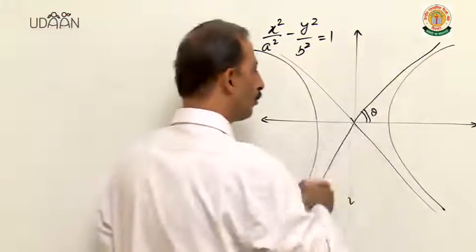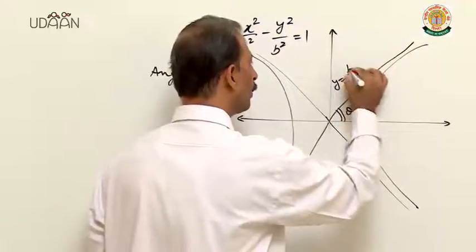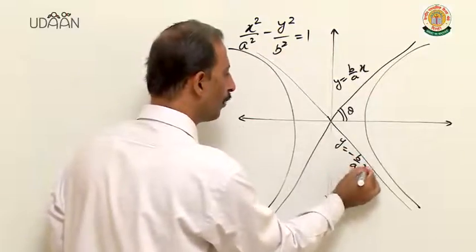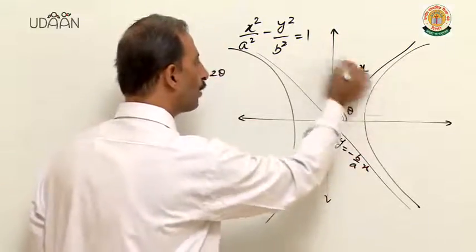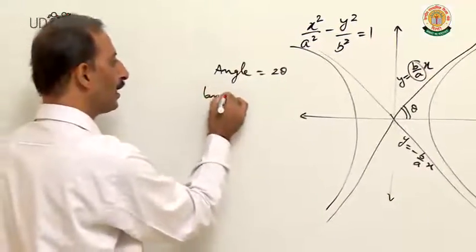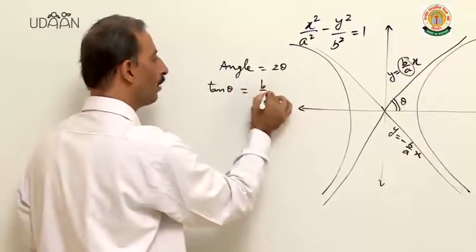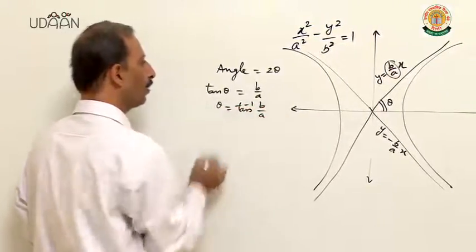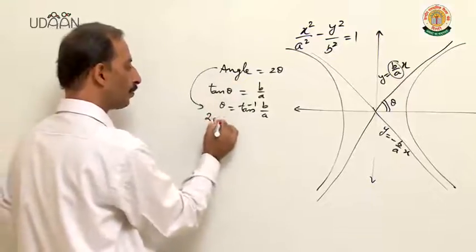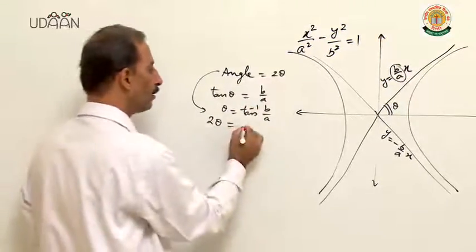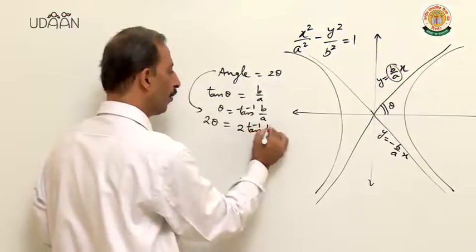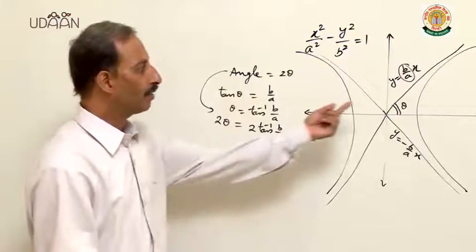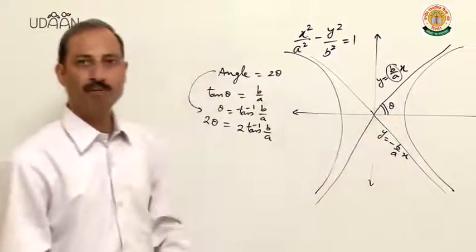You know the equation of the asymptotes, I told you: y is equal to b upon a x and y is equal to minus b upon a x. So what is the slope of this line? That is known as tan theta is b upon a. So theta will be tan inverse b upon a. So the angle between the two asymptotes is 2 times tan inverse b upon a. If this angle is 90 degrees, then this hyperbola is known as a rectangular hyperbola.